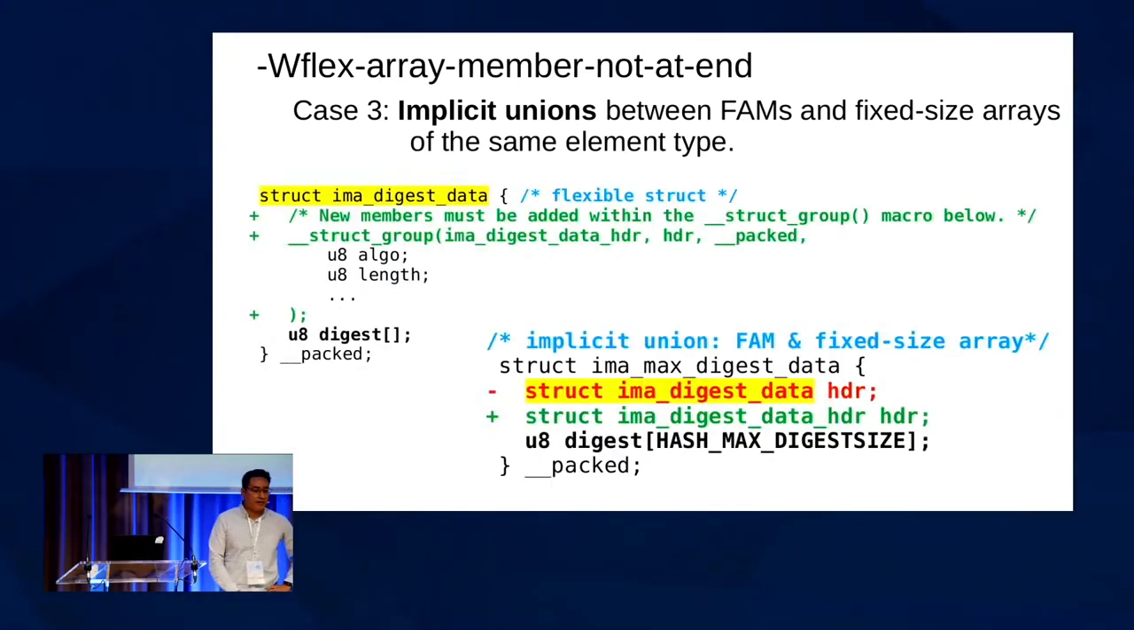Okay, so here I have a kernel patch where I run into this situation. This is interesting because this is our flexible structure, and the name of the flexible array member is exactly the same as the name of the fixed size array, right? What I do is, again, use struct group, create a new type, and replace the type of the flexible structure with the newly created type.